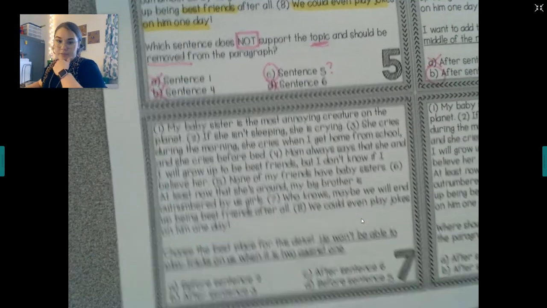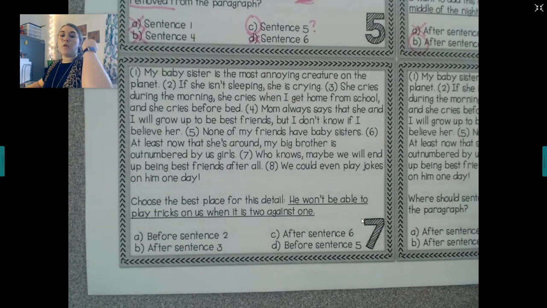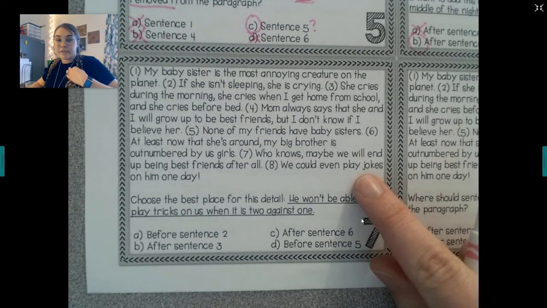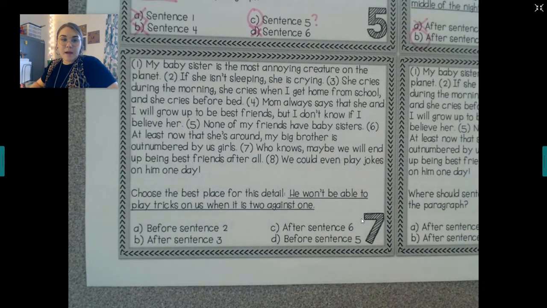All right, let's do number 7. Choose the best place for this detail. It is a detail. It's not the central idea. It's not the conclusion. It's a detail. So it's not going to be at the very end, and it's not going to be at the very beginning. So it wouldn't be after sentence 8 or before sentence 1.